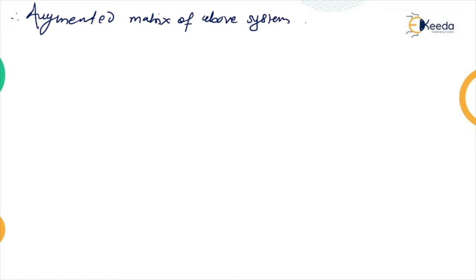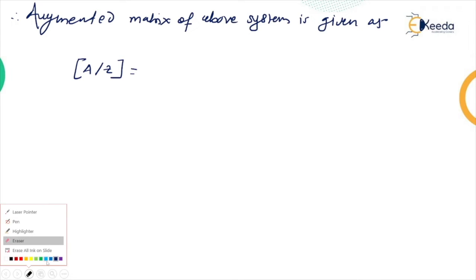Now after that we have to make the augmented matrix of the given system of equations. How do we write the augmented matrix? This is the augmented matrix [A Z]. It is just a combination of the elements of matrix A and the elements of matrix Z.